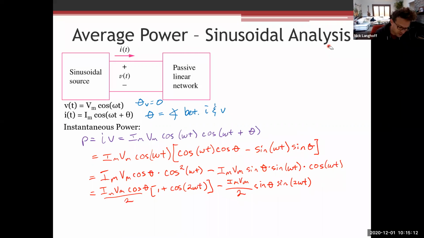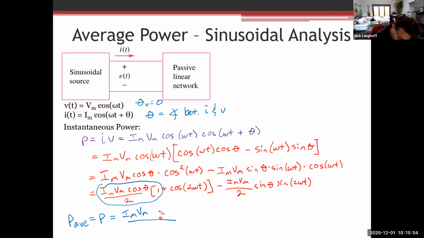But let's focus on what's really going on here. This term right here is the DC component. That's the part that doesn't change with time. It's the DC offset in the power. That is the average power. So P average, which we would just write as P, as we'll see shortly, we refer to this as the real power, by the way, is just equal to the part that does not change with time.